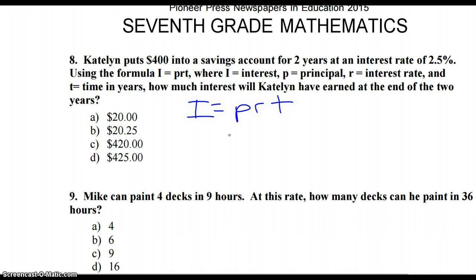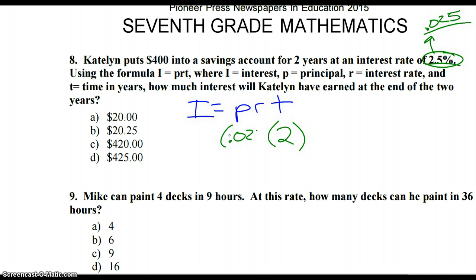The easiest pieces to fill in are the rate and the time. So time is always in years, so I know that that's 2. The rate is 2.5%. Now you're going to want to convert that to a decimal though, of 0.025. A lot of students will say, well, that's already in a decimal. That's true, but it's a percent. So percents can be written as decimals, even though that percent contains a decimal. We can convert that to just a decimal, which is 0.025.